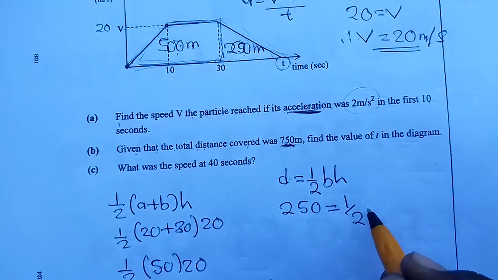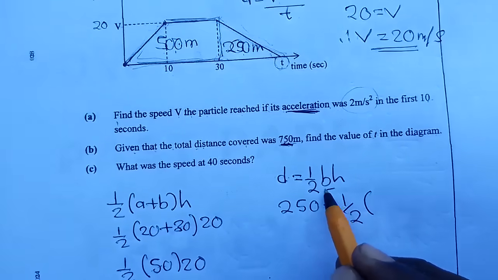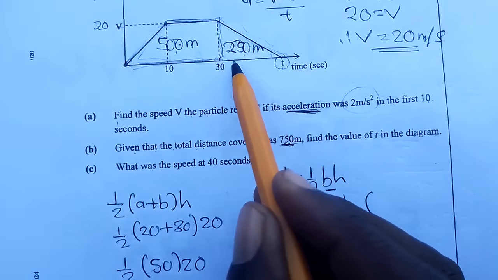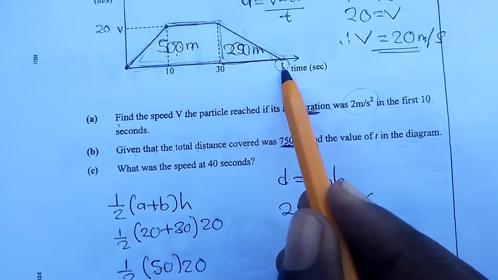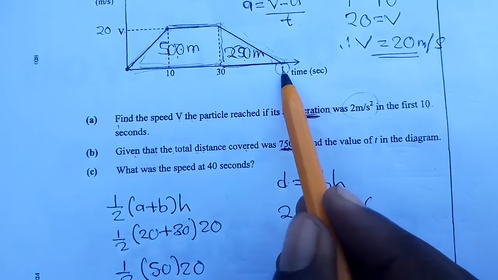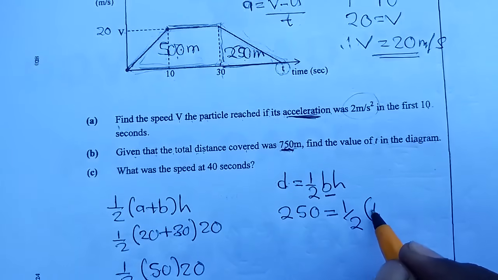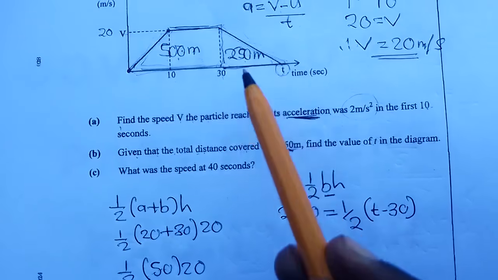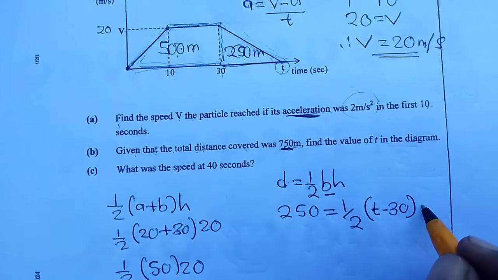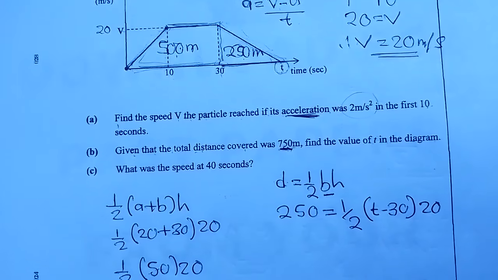Then what is my A? What is my base? From here to there, this is your base. Have you seen? This is your base. So you cannot get T there. We say T minus 30. That is our base because we don't know T. So T minus 30. Our height, what is our height? 20. This is how you are going to do it.